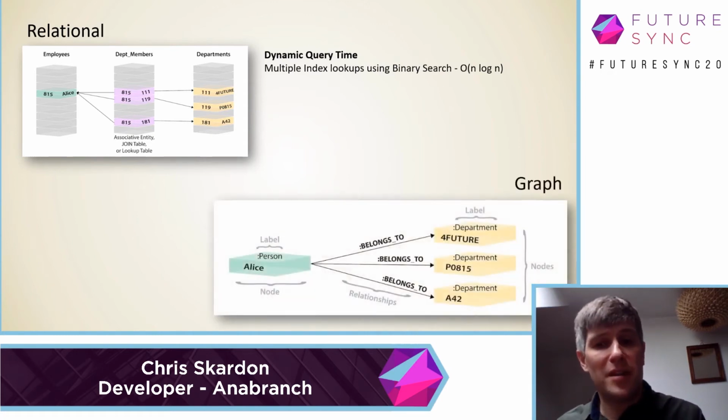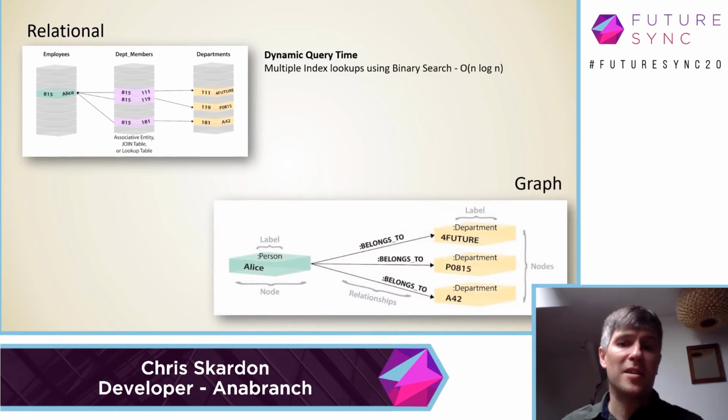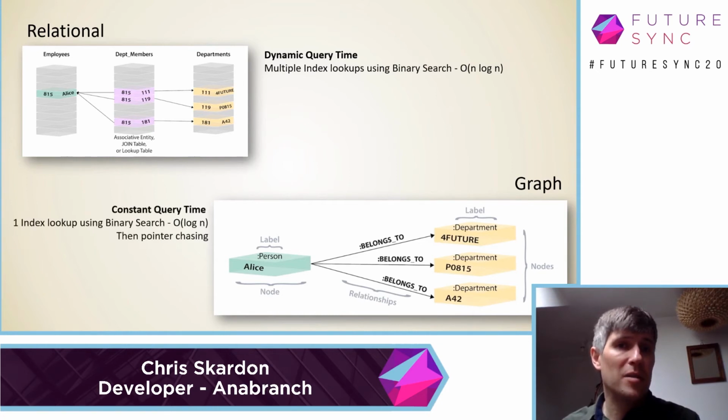We look at the graph version of this. We have a node called Alice, and Alice belongs to these labels. All we have is the first index lookup where we look up Alice. Subsequently, all we're doing is pointer chasing. So we have a constant query time of O(log n) for this. Okay, so this is one of the key benefits of a graph database, right? The ability to basically skip very quickly into the nodes we need to find.